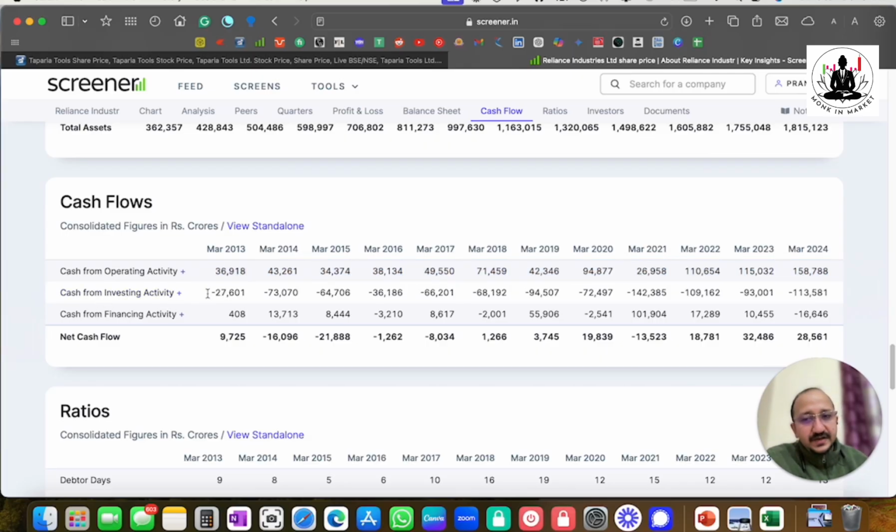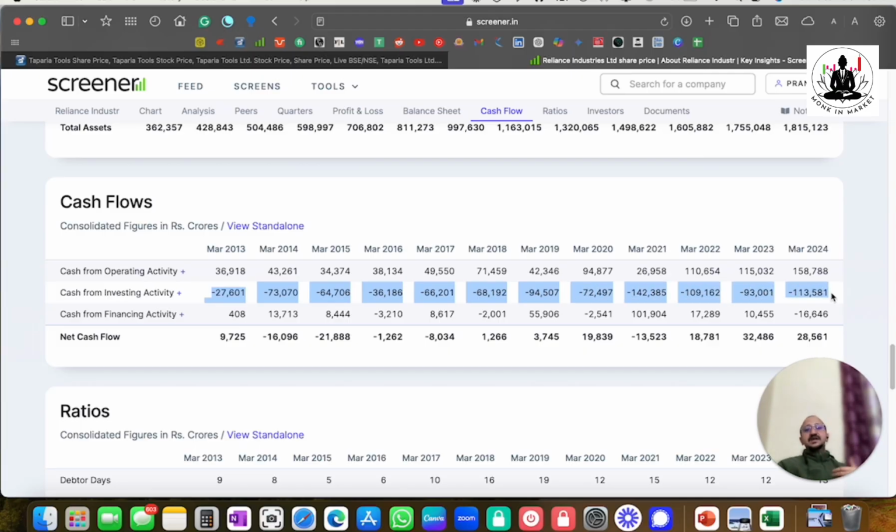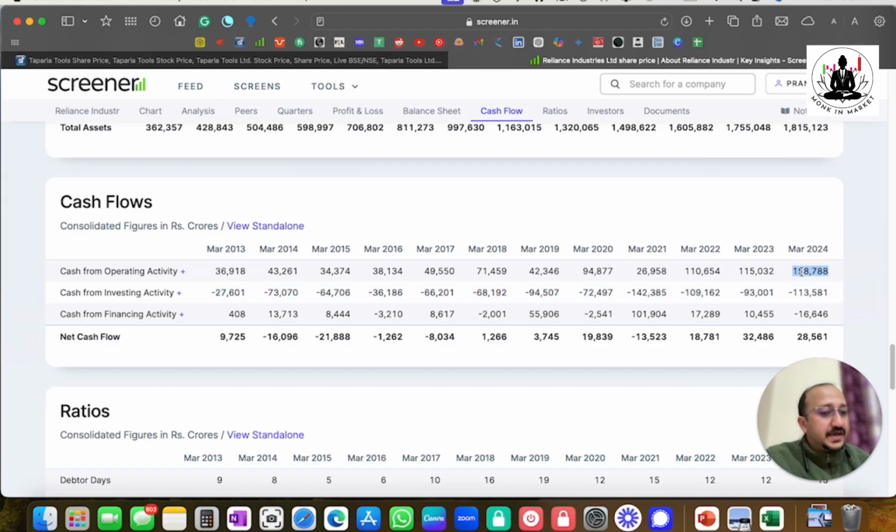Now, investing activity is negative. So someone would get scared, sir, it is negative. We shouldn't be invested. No, it means company is earning more money and company is using that money, utilizing that money to invest somewhere. It could be in equity, it could be in some real estate property, but it is a good sign. Means company is investing the earnings. It's a thumbs up thing.